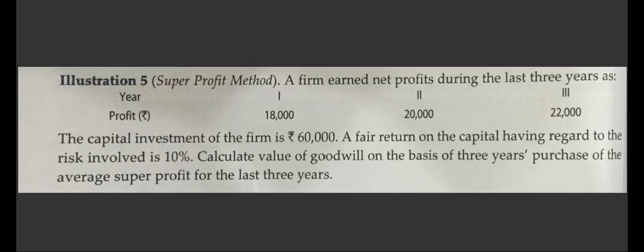See, the first practical problem: a firm earned net profits during the last 3 years as 18,000, 20,000 and 22,000, right? The capital investment of the firm is 60,000. A fair return on the capital having regard to the risk involved is 10%. That is the normal rate of return available in the market, similar businesses earning a return in the market. Calculate the value of goodwill on the basis of 3 years' purchase of average super profit for the last 3 years, right? Let's start.